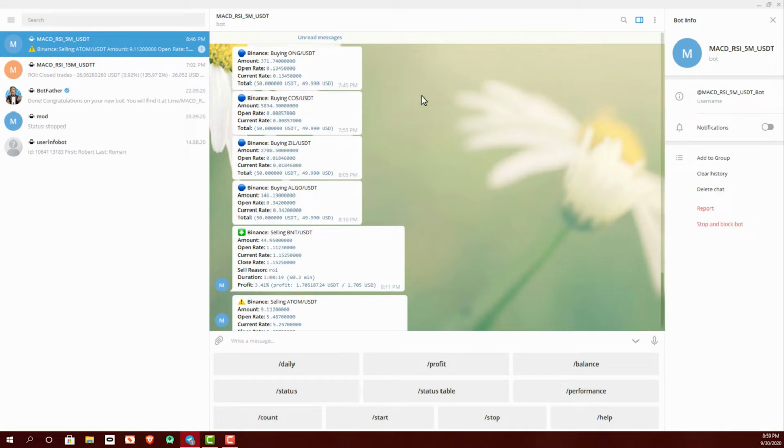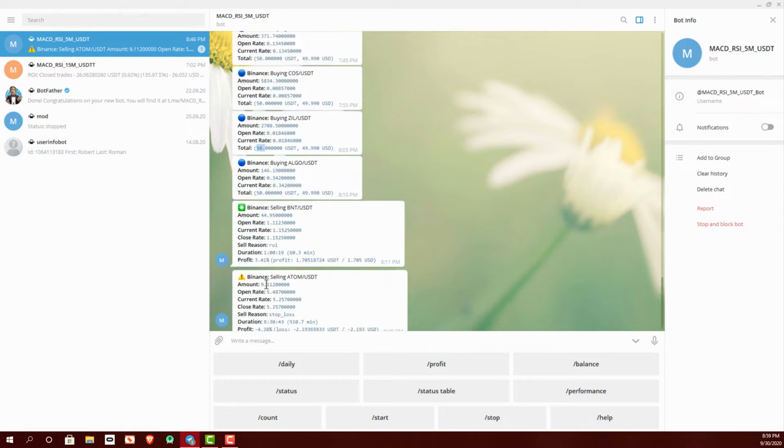This is the bot where it's going to send us messages for every buy that the computer makes. Every time the bot buys, you'll see that it's buying, the amount, and how many dollars. So $50 for each trade. And when it sells, it also lets you know the sell reason. So this was ROI. It hit one of the ROI targets. The duration was 1 hour, and the profit was 3.41%, which is very good for a trade.